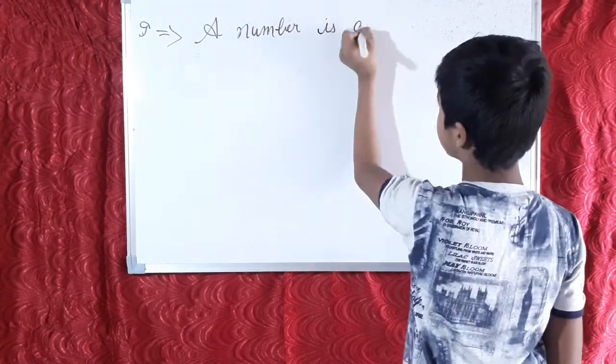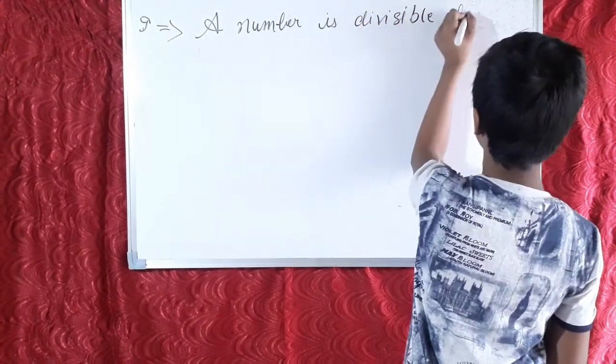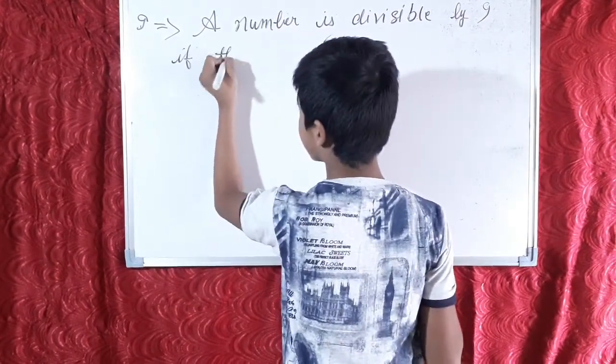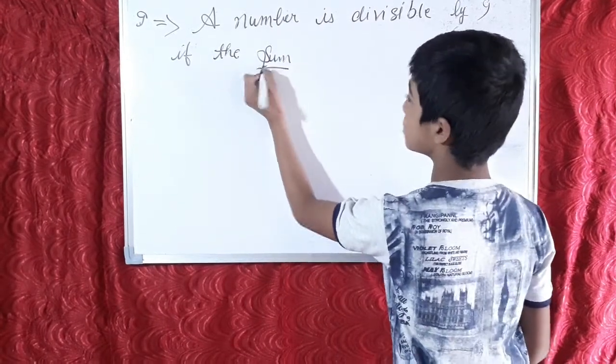A number is divisible by 9 if the sum of its digits is divisible by 9.